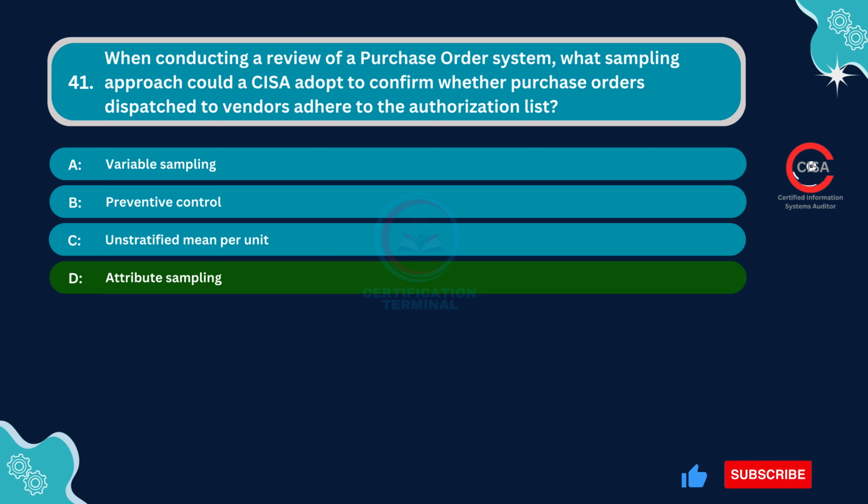The CISA's objective is to assess whether purchase orders comply with the authorization list. This means verifying if a specific characteristic is present, which is adherence to the list, or not present, which is deviation from the list. This technique focuses on qualitative characteristics of data points. In this case, the CISA is interested in whether a purchase order aligns with an authorized vendor or not. Attribute sampling allows the CISA to estimate the error rate within the population of all purchase orders.